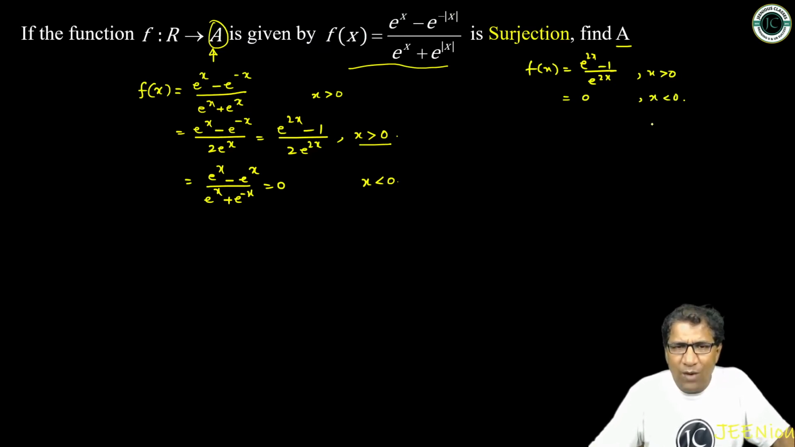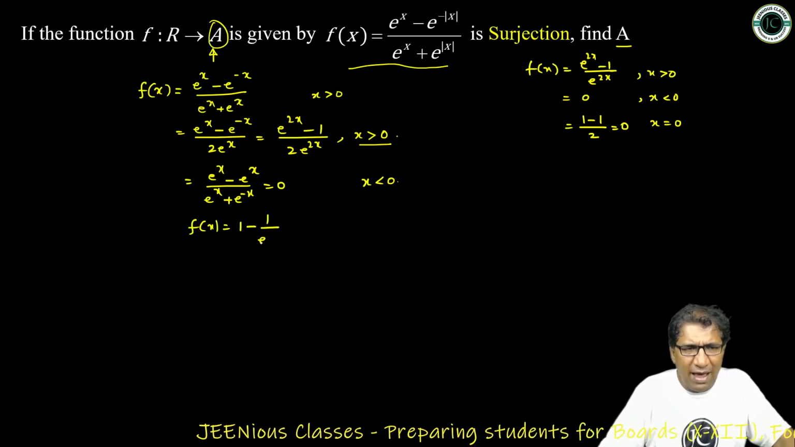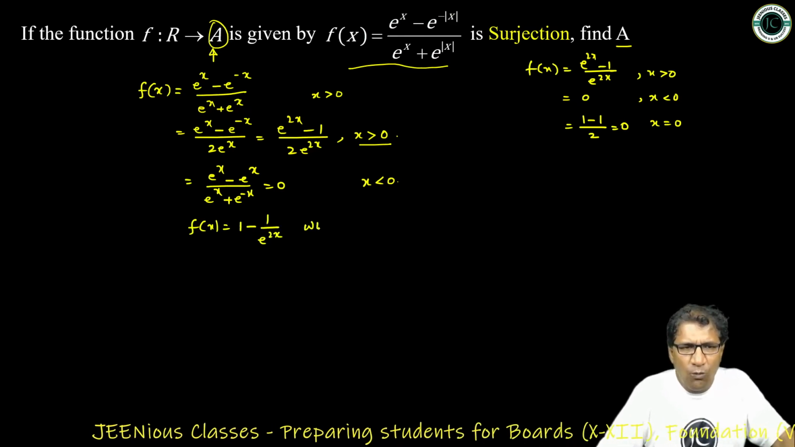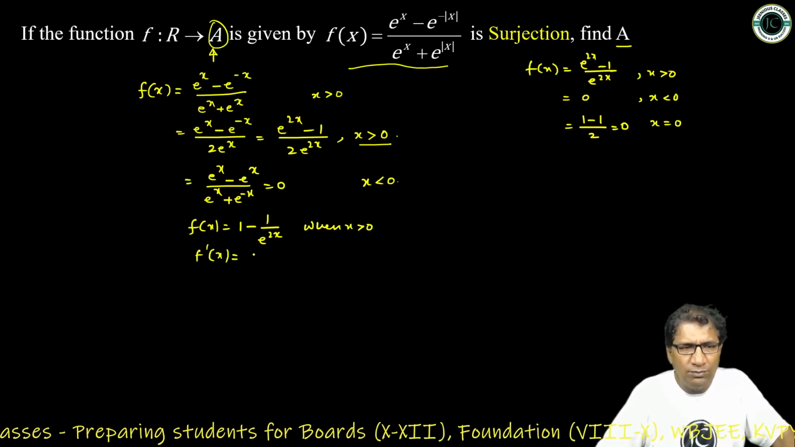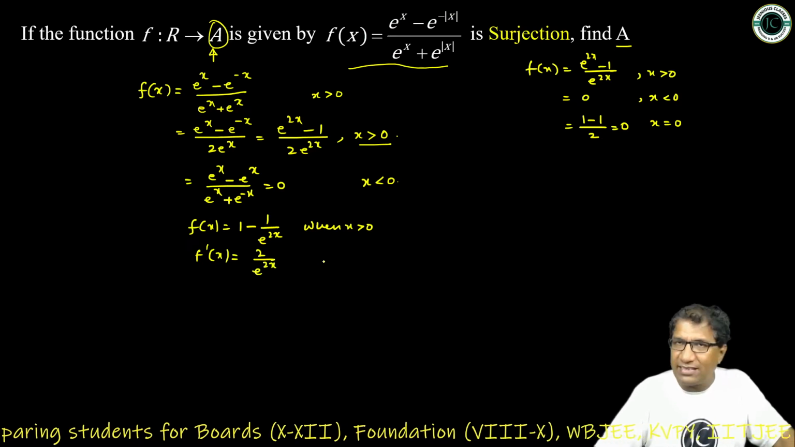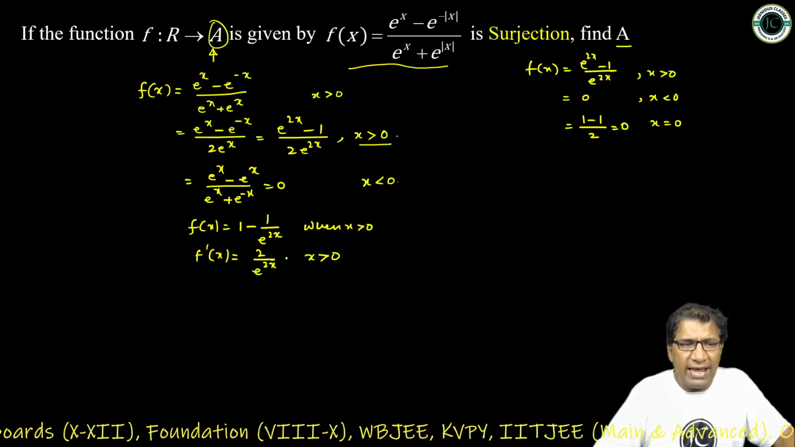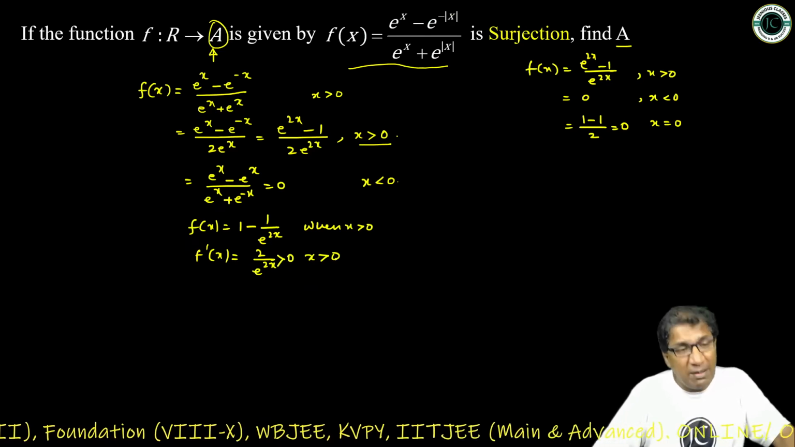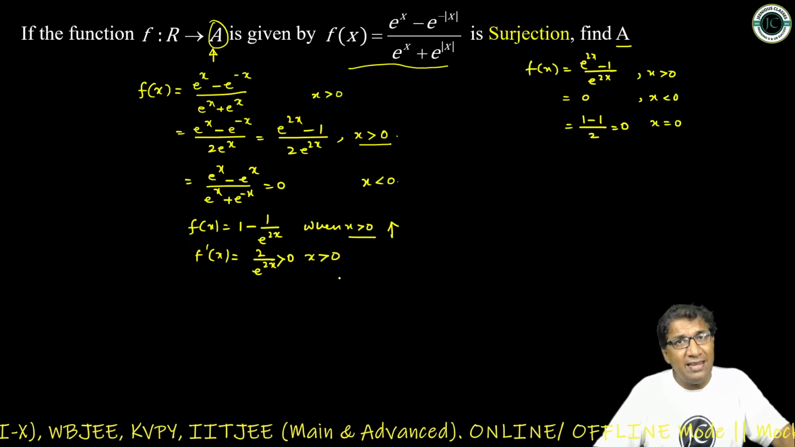Is it clear? And when x equals 0, the function comes to 1 minus 1 divided by 2, so that gives us 0 again. f(x) is 1 minus 1 by e to the power 2x when x is greater than 0. So f dash x is basically 2 by e to the power 2x. When x is greater than 0, we can easily see that f dash x is greater than 0. It means that f(x) is an increasing function when x is greater than 0.